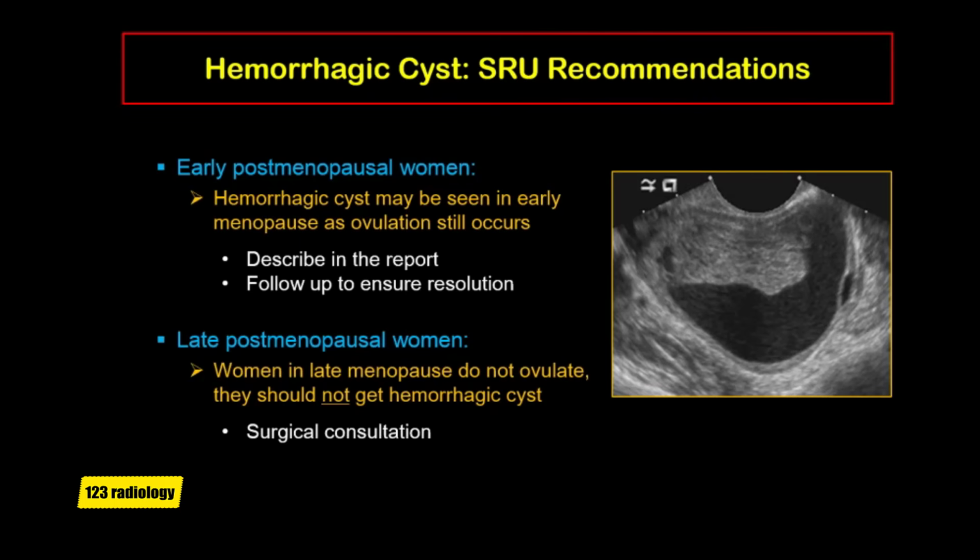Since women in late menopause do not ovulate, they should never have a hemorrhagic cyst. So, any cyst with such an appearance should be considered neoplastic, and surgical evaluation should be considered.